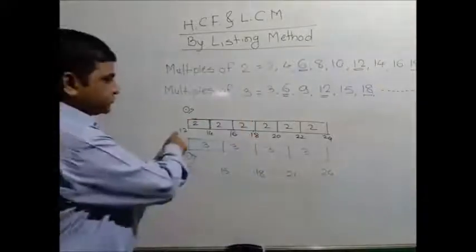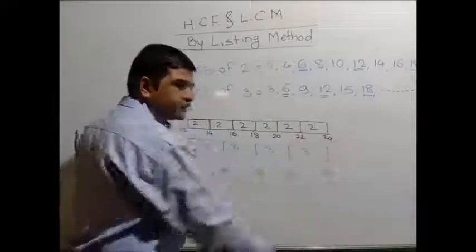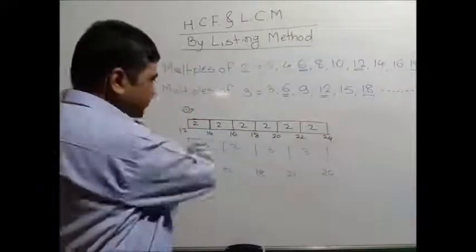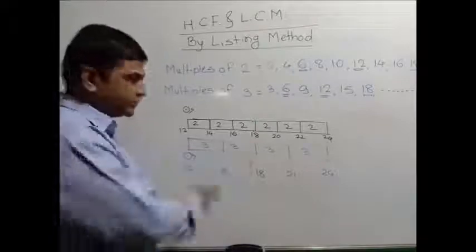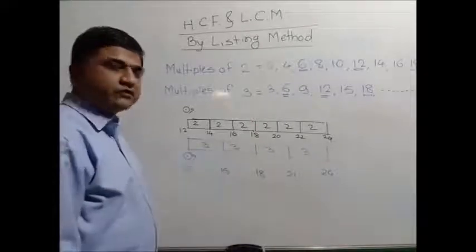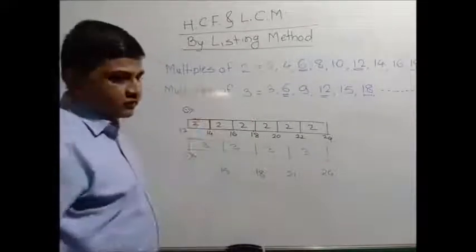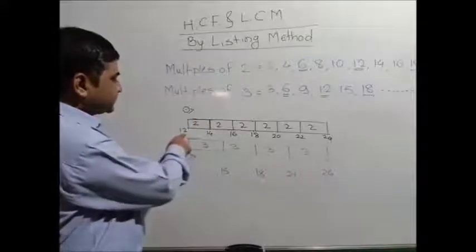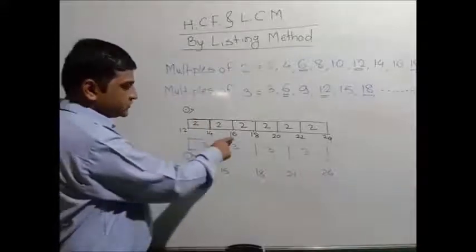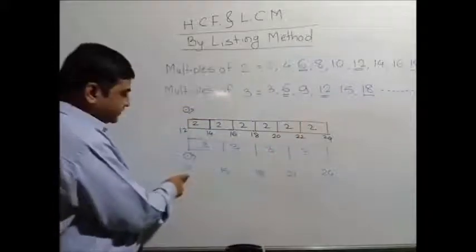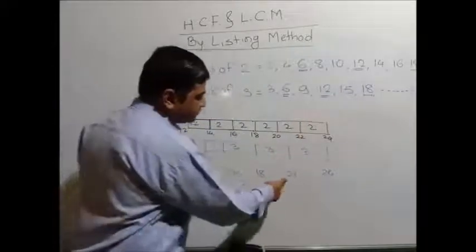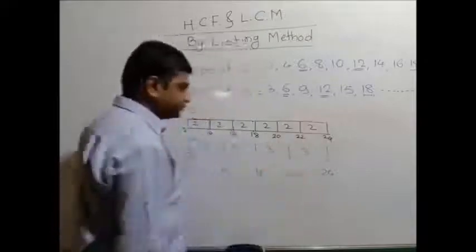So this is actually the timing in the 24-hour format that I have written. You may take the timing in 12-hour format, but it will be easy to understand in 24-hour format. So I have taken the 24-hour format. The first bell rings at 12 o'clock, 14, 16, 18, 20, 22 and 24. The second bell will ring at 12, 15, 18, 21 and 24.